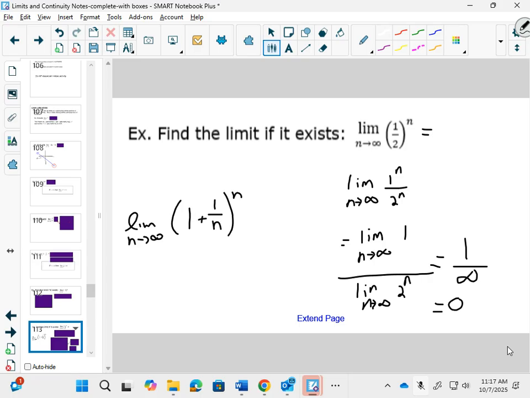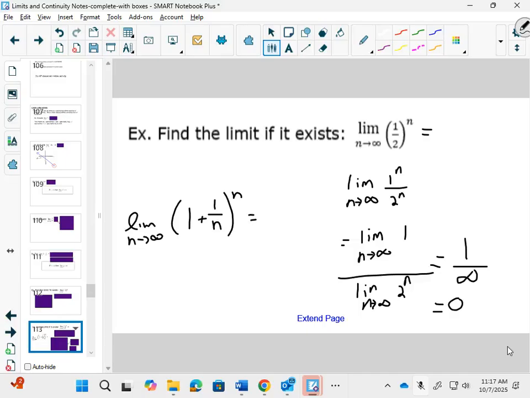Check this one out. In your brain, does your brain say 1? You see 1? Because if n is huge, this 1 over n should be 0, right? And then 1 plus 0 should be 1, the last time I checked. And 1 to a huge number should be 1. So everything in our mind here, if we are guessing and checking, says 1. But it's not 1.